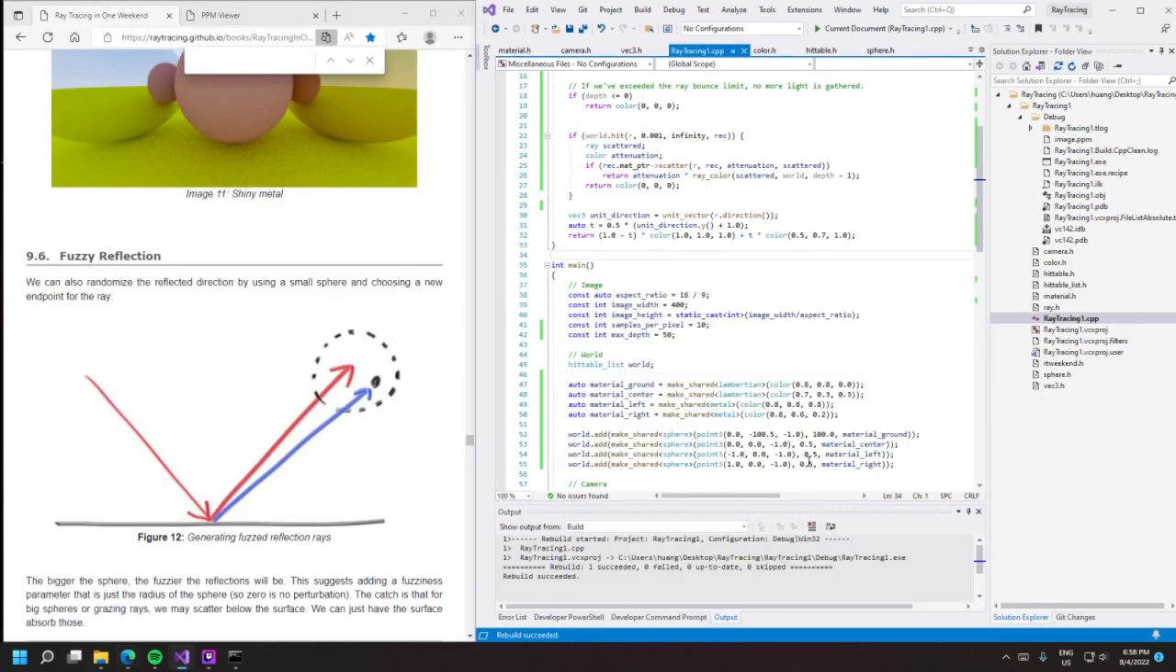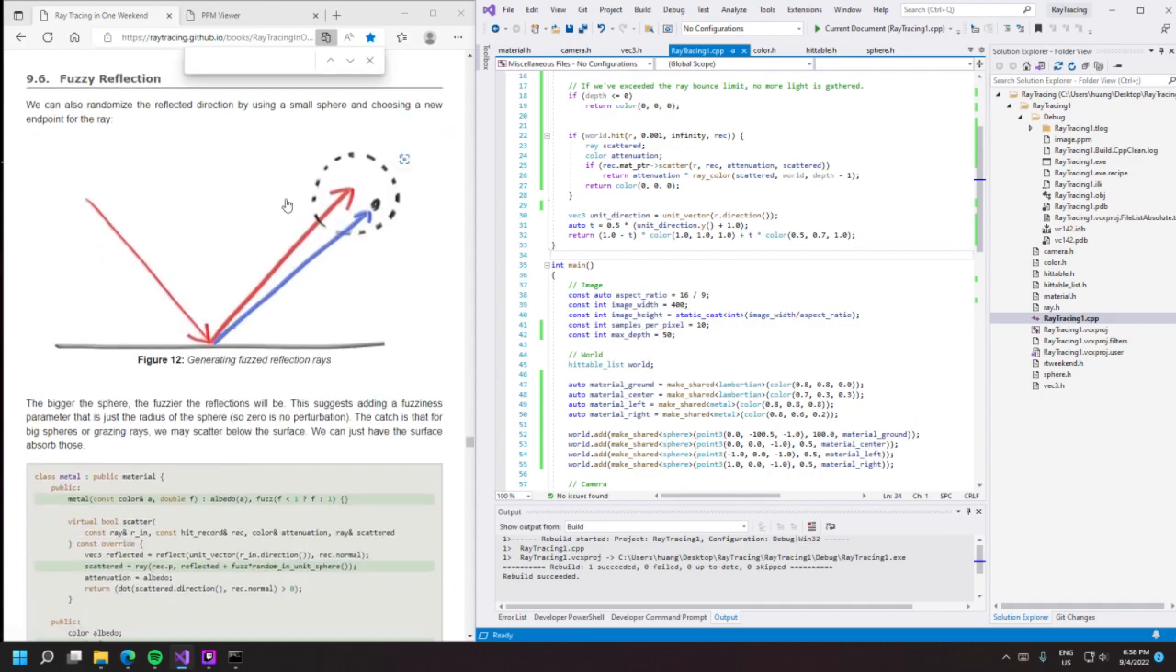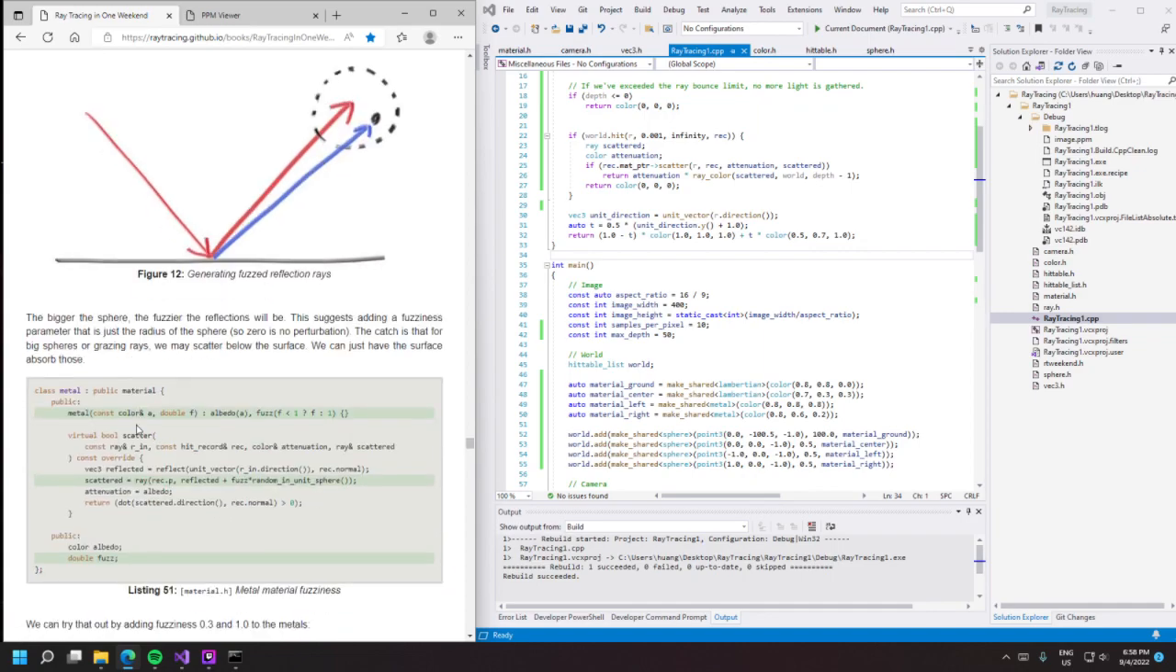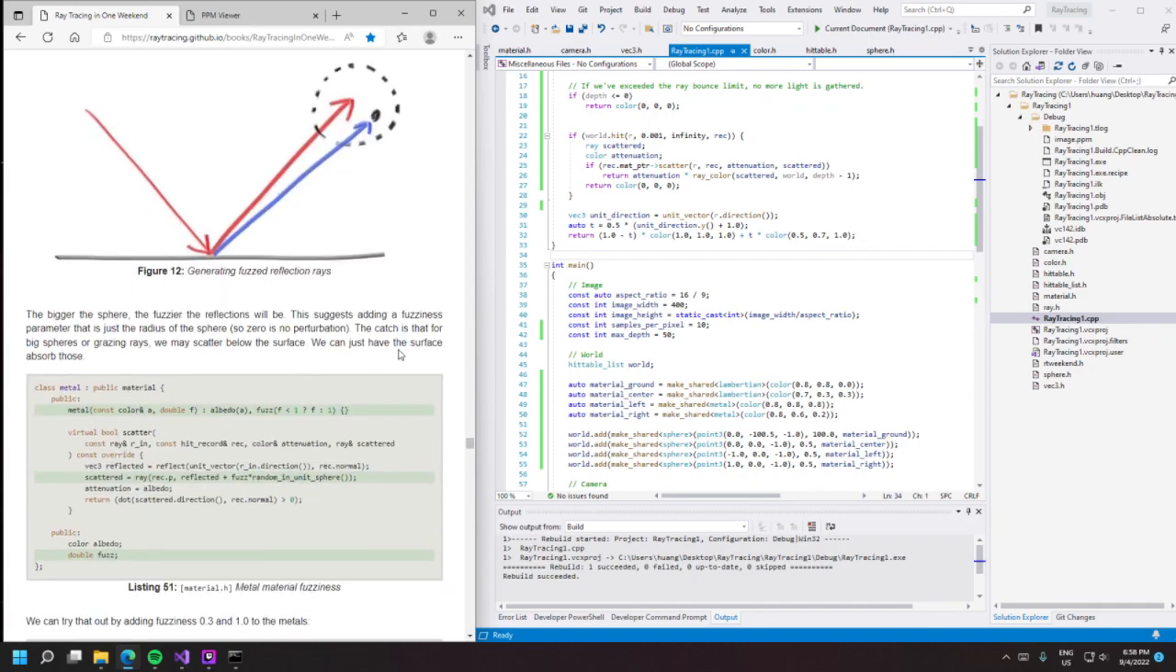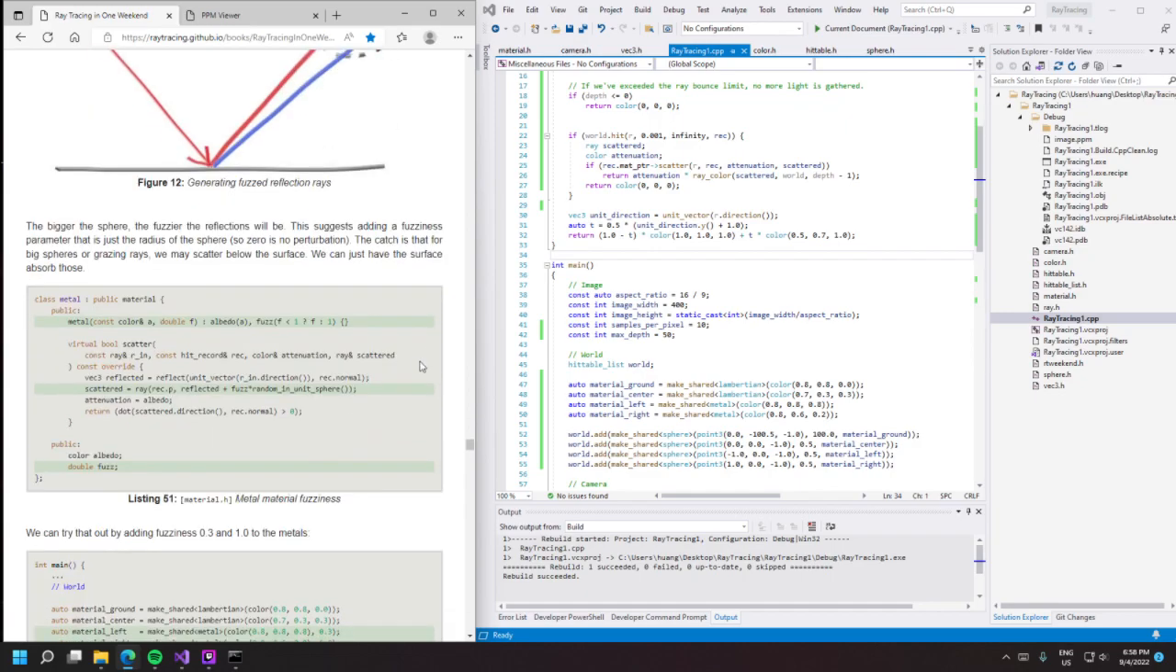Okay, so the ground is basically a kind of green material, and the center is red. These 2 are both kind of transparent with a blue or yellow hue. The bigger the sphere, the fuzzier the refraction will be. This suggests adding a fuzziness parameter that is just the radius of the sphere. The catch is that for bigger spheres or grazing rays, we may scatter below the surface. We can just have the surface absorb this.